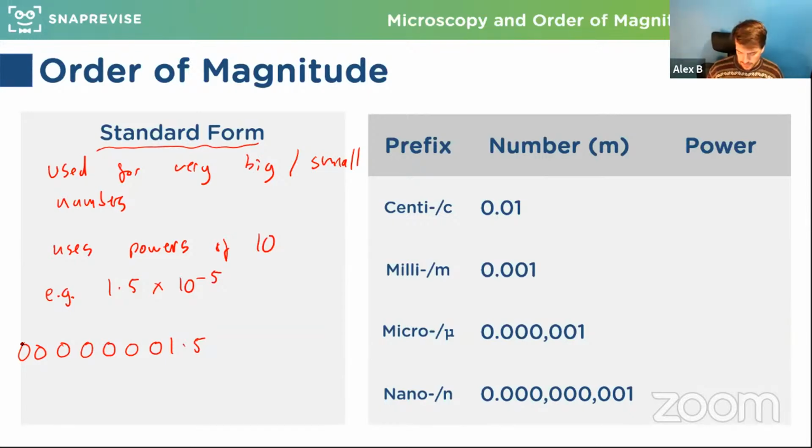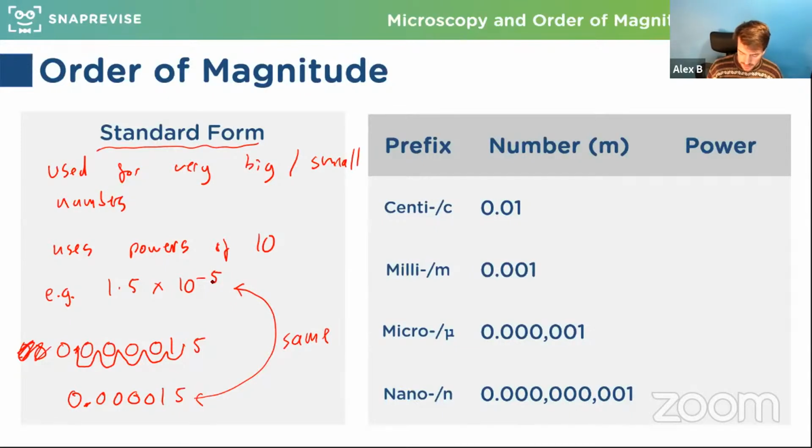Nice. Most of you got that one there. So basically, this to the negative 5 means we need to move the decimal point 5 spots to the left. So let's go 1, 2, 3, 4, 5. So we put a decimal point here. We don't need these ones. And then this is our answer, 0.000015.